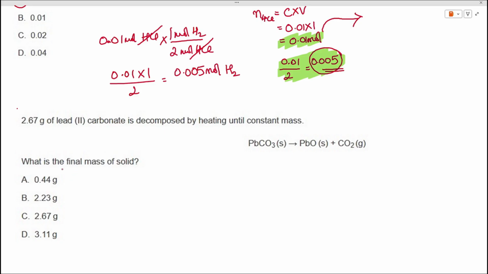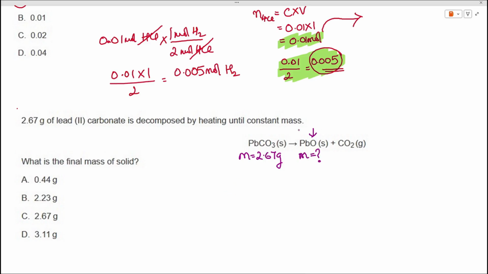So the mass of lead carbonate is given to us. Let us write it down, 2.67 grams. And we are being asked about the final mass of the solid. There's only one solid in the product, so we have to get to the mass of this one.